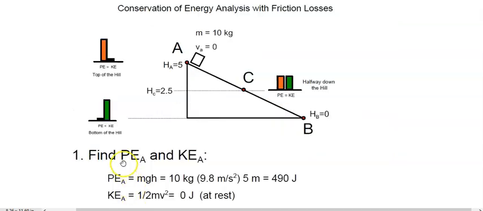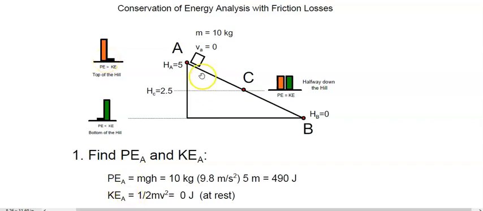Step 1. Let's find the potential energy at A and the kinetic energy at A. Well, the potential energy at A is equal to mass of the block times gravity times height, which is equal to 10 kilograms times 9.8 meters per second squared, times that height of 5 meters, which equals 490 joules. So automatically we now know that this system has 490 joules of potential energy stored into it.